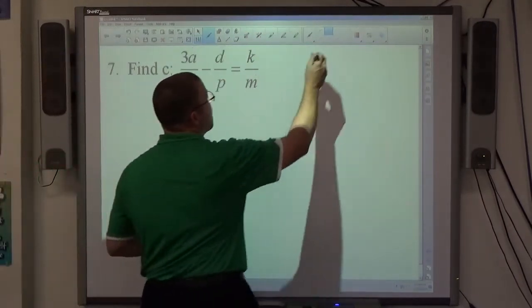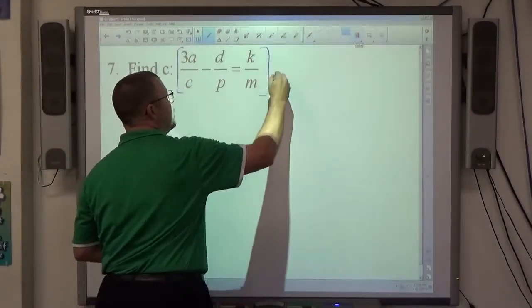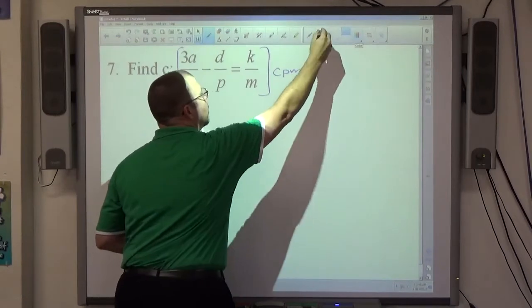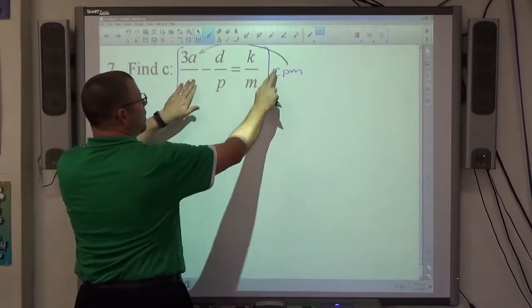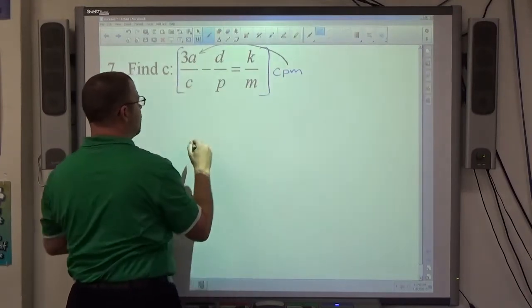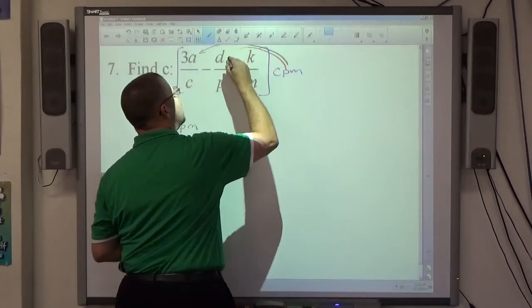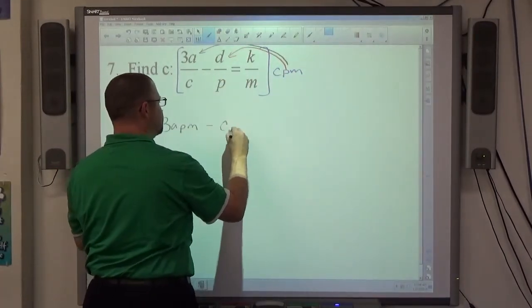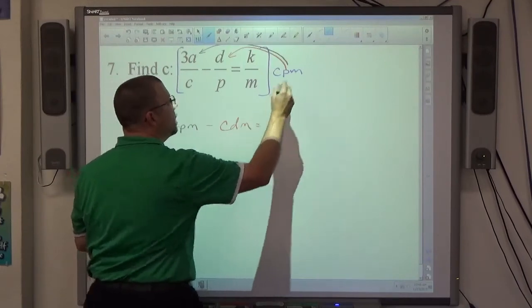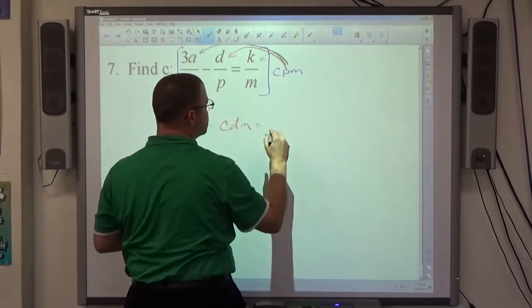Number 7, same type of problem. Once again, we have fractions. This time the common denominator is CPM. So again, if I multiply through like this, CPM times this, the C's cancel. I get 3APM. CPM times this, the P's cancel, leave me with minus CDM. And this times this, the M's cancel, leave me with CKP.